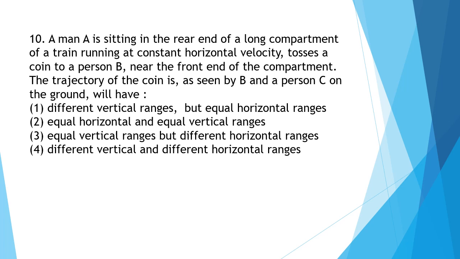So from the options, we get that the correct answer is option 3, that is equal vertical range, as the vertical velocities were the same, but different horizontal ranges, as the horizontal velocities as observed by B and C were different.